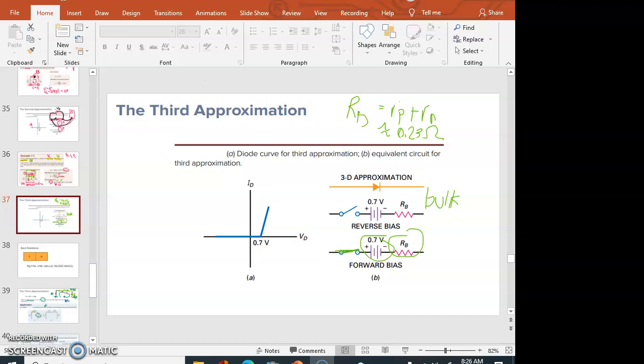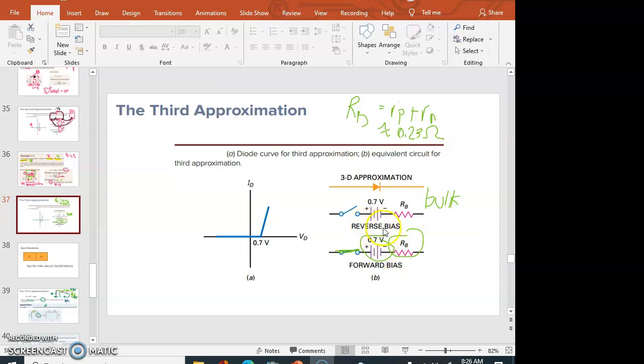Good morning. So this time our discussion is all about the third approximation. Under the third approximation, we treat the diode, for forward bias, as a closed switch. We consider the barrier potential of 0.7 volts for silicon, and now we introduce the bulk resistance.